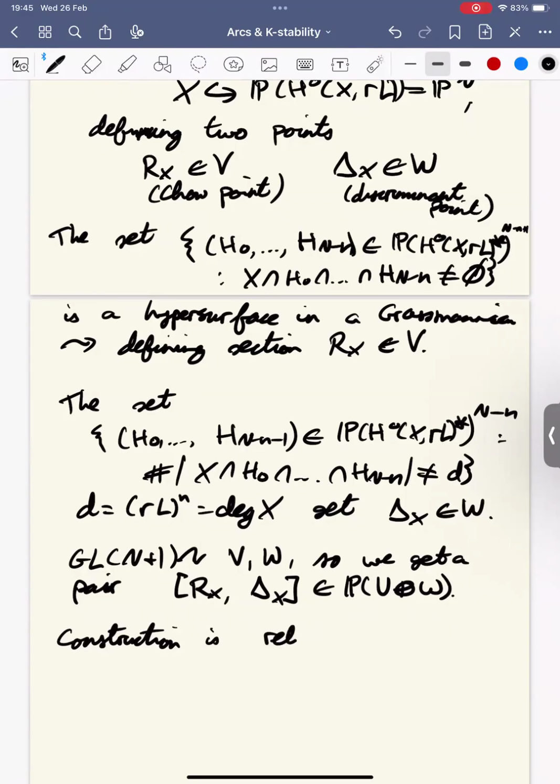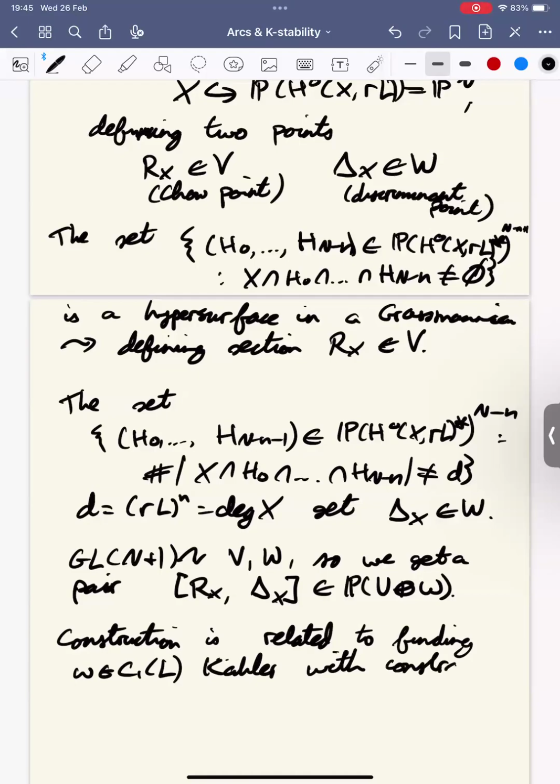The construction is related, and I mean, okay, so I was trying to be reasonably precise before. In the final 15 minutes of the talk, I'll be a little bit more vague about things. So this is related, through Paul's work, to finding omega in C1 of L, Kähler, with constant scalar curvature. So constant scalar curvature Kähler metrics. In particular, these are the right generalization of the Kähler-Einstein condition beyond the Fano, Calabi-Yau or canonically polarized case. So e.g. Kähler-Einstein.